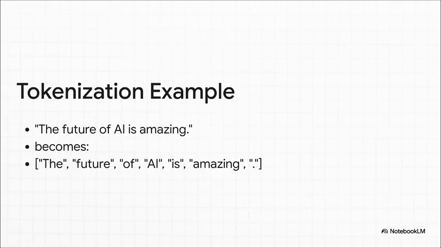Let's look at a quick example. A simple sentence. The future of AI is amazing. To an AI, that gets broken down into this list of 7 distinct tokens. You can see each word is its own piece, and hey, look, even the period at the end gets its own token.